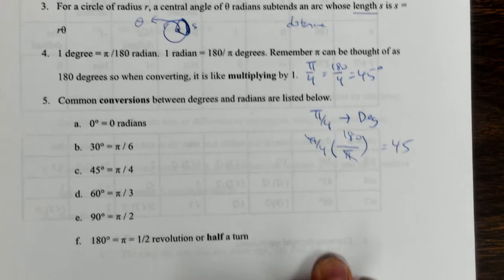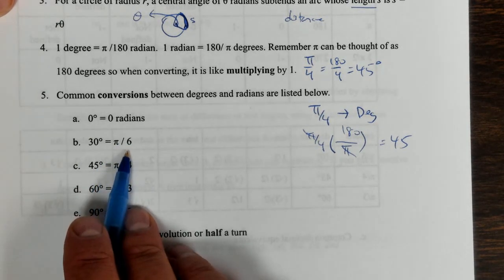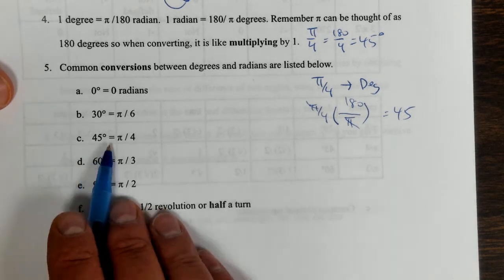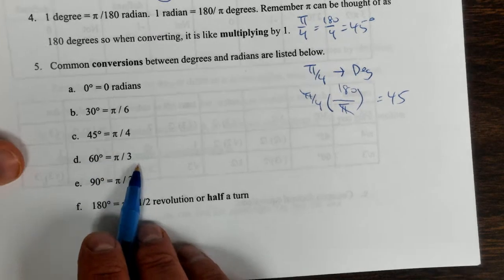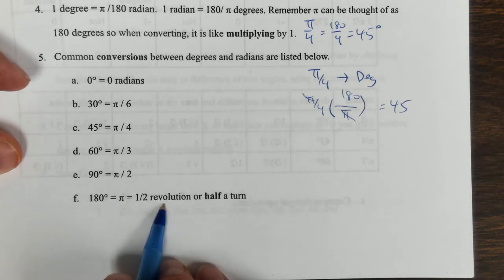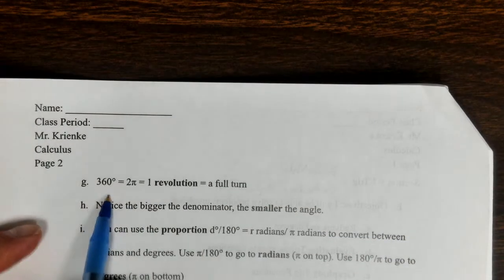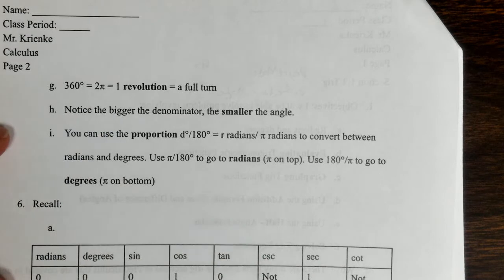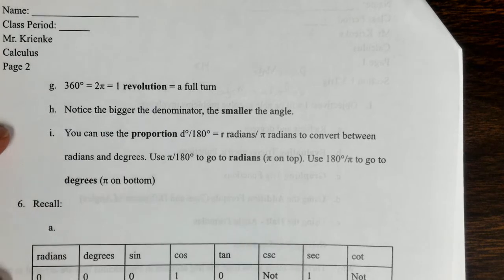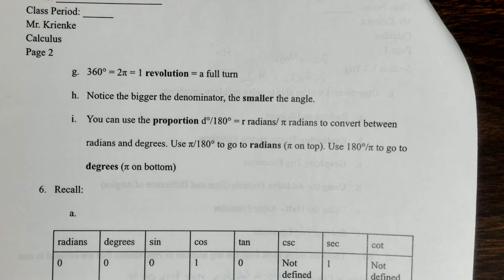Now, common ones are 30 is pi over 6, because you can think 180 divided by 6. And you can see how most of these work out. 180 over 4, 180 over 3, 180 over 2, just exactly 180, which is half a turn. 360 degrees would be all the way around, which is 2 pi. They call that 1 revolution, which is 1 full turn. Notice the bigger the denominator, the smaller the angle.